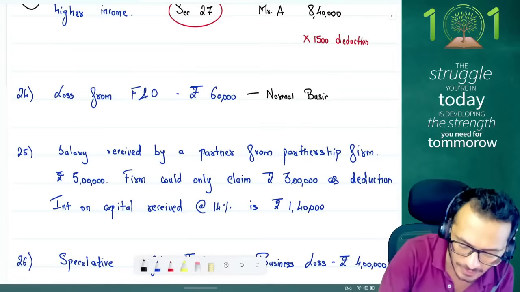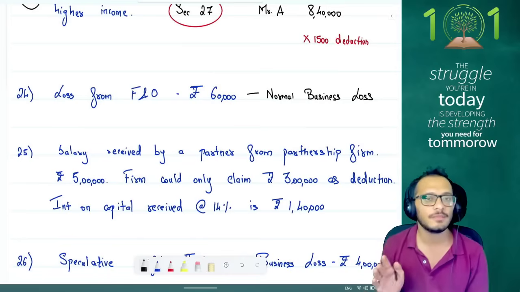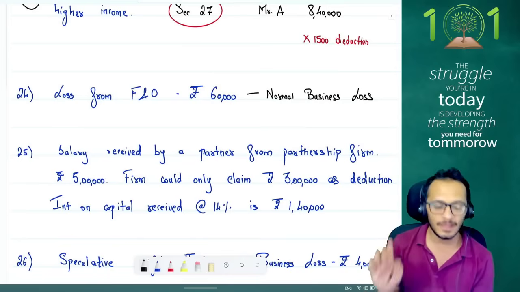Loss from F&O is a normal business loss. It is not going to be treated as a speculative loss. Because it is not treated as a speculative loss and it's a normal loss, you can set it off against any head other than salaries. Yes, so be very careful on that part of it.